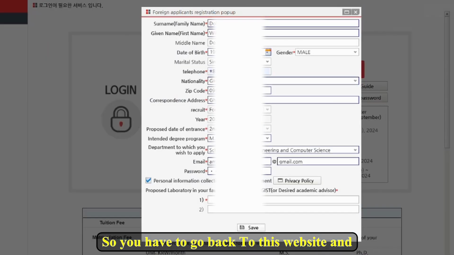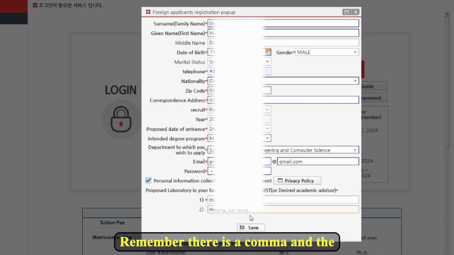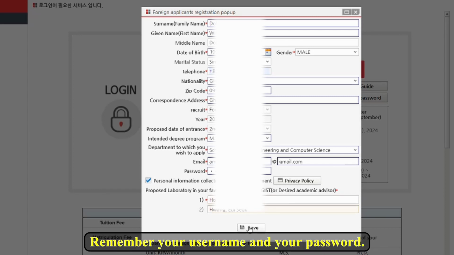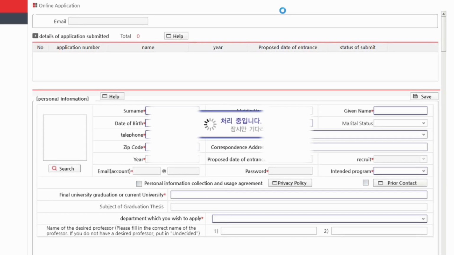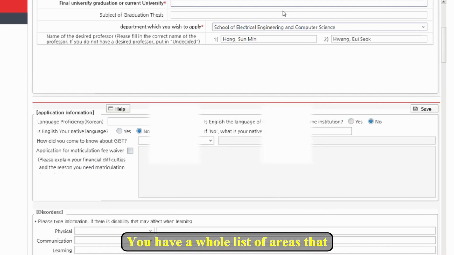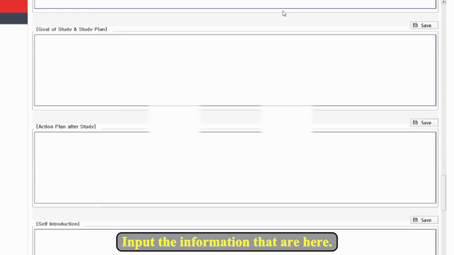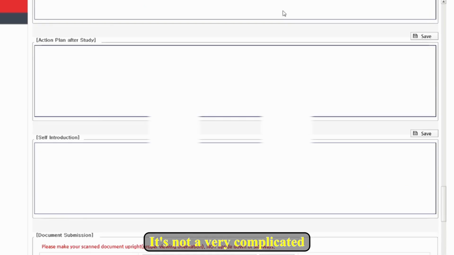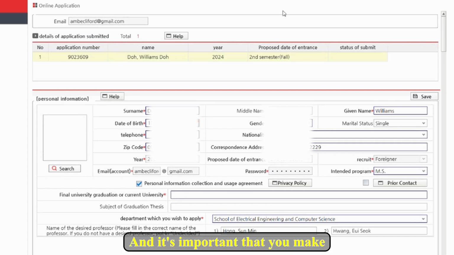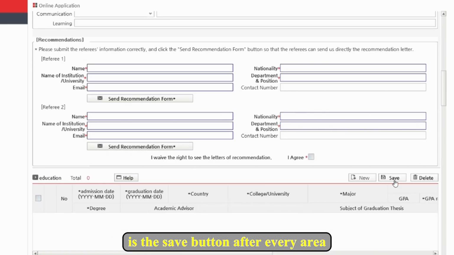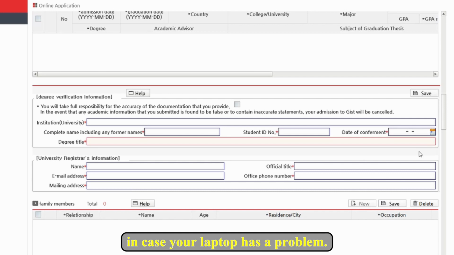So you have to go back to this website and write the first professor name is Hong. Remember, there is a comma, and the next thing is you have to save. Remember your username and your password. Do you want to save? Say yes, and then it will take you now to the application page proper. You have a whole list of areas that you would have to navigate through, input the informations that are here. It's not a very complicated application process, so do not think too much about it. And it's important that you make sure you save after every page. There is the save button after every area. In case your laptop has a problem, you can always come back.